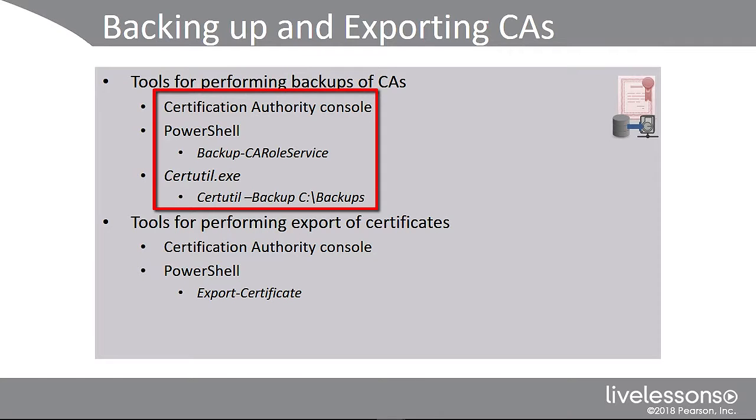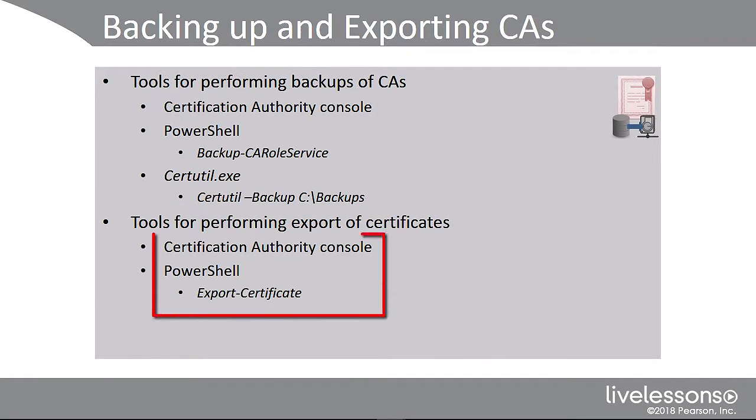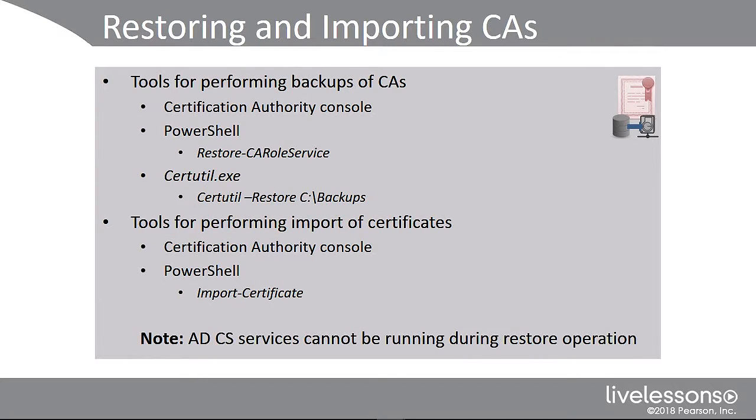To perform a backup of a CA, we're going to use a certification authority console, or we can use a PowerShell command called backup-ca role service, or we can use an elevated command prompt to run the certutil.exe, and you see a sample for that command as well. If you need to export a certificate, you can also use the certification authority console as well as a PowerShell command, export-certificate.